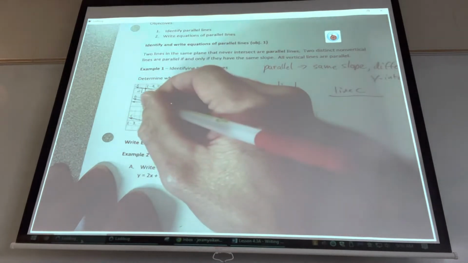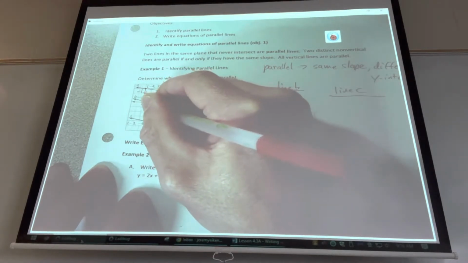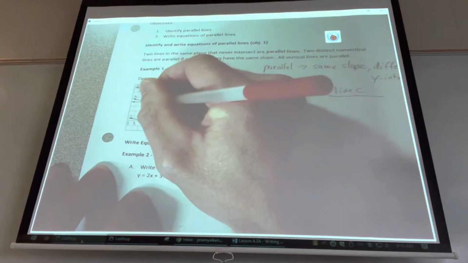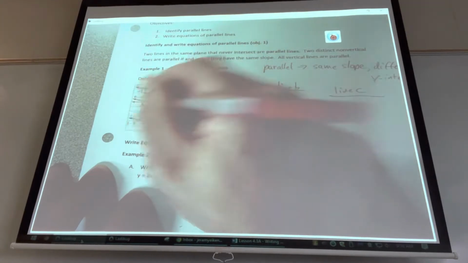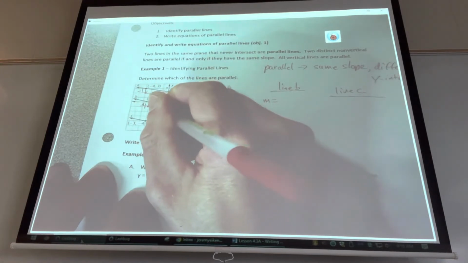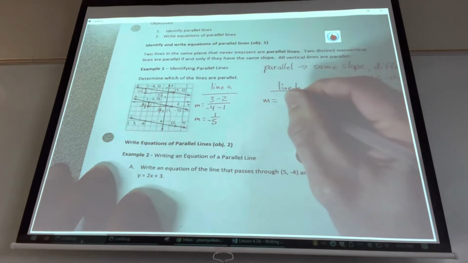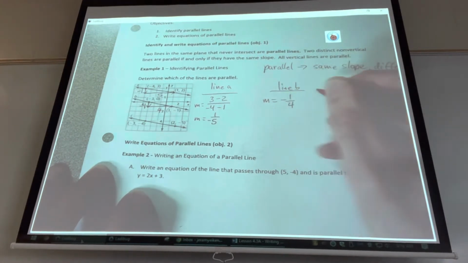To go from this point to this point, how far up or down do I go? Down. To go from here to there, I'm going down 1 and over how many? 4. So what's my slope? -1 over 4.